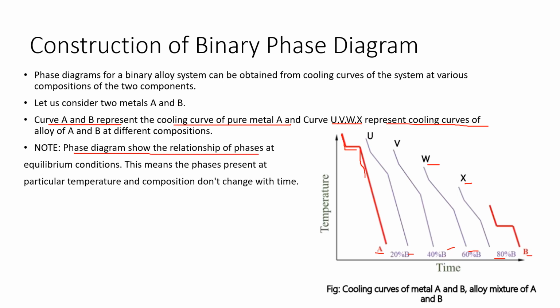This is the other step. Note that the phase diagram shows the relationship of phases at equilibrium conditions. This means that the phases present at a particular temperature and composition don't change with time once they are plotted at equilibrium. So over here these curves are plotted at equilibrium. The cooling curves are plotted for A and B and the mixtures of A and B in different compositions.